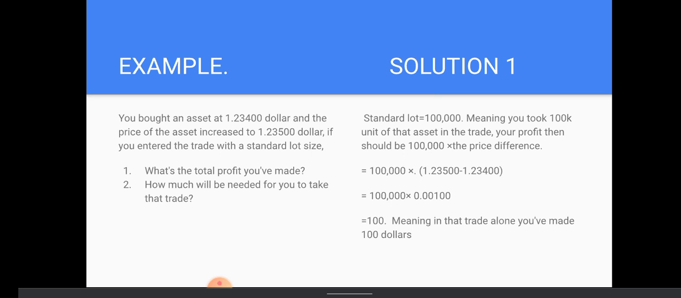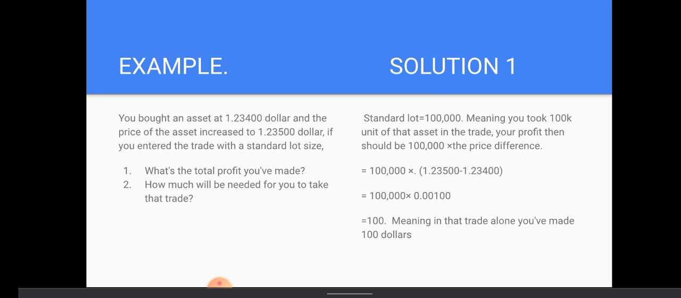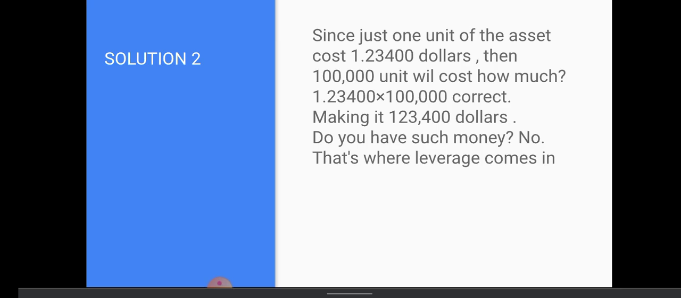Now let's go to the second solution. Solution 2. What's the second question asking us? How much will be needed for you to take that trade? Okay, so instead of taking one unit of that trade that will cost us 1.23400, we are now taking 100,000 units of that trade. It will just be the normal price for one times 100,000.